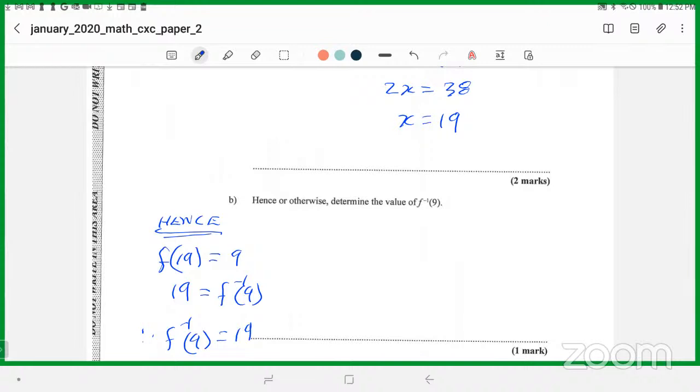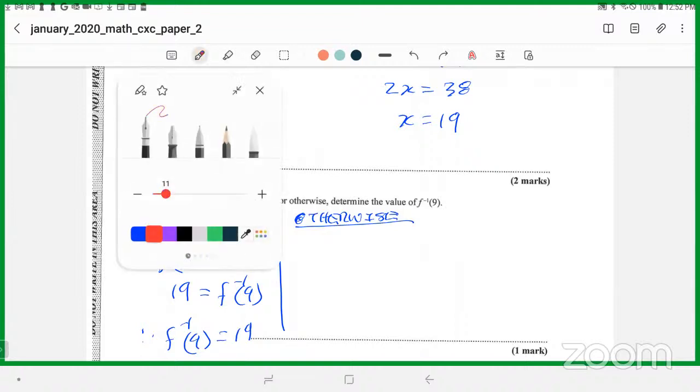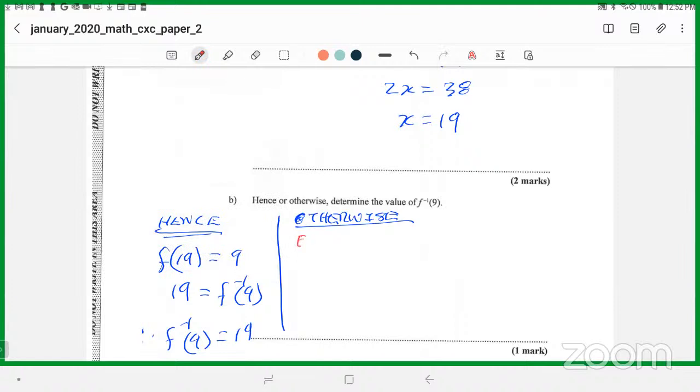The otherwise method is a long way. Otherwise is always longer than hence. It is to find f to the minus 1 of x first and then plug in the 9. That's what the otherwise method is. To find f to the minus 1 of 9, we'd have to find f to the minus 1 of x first.